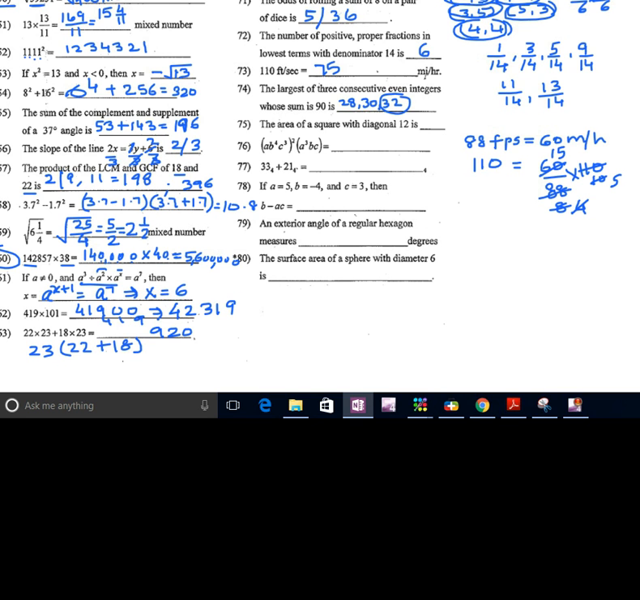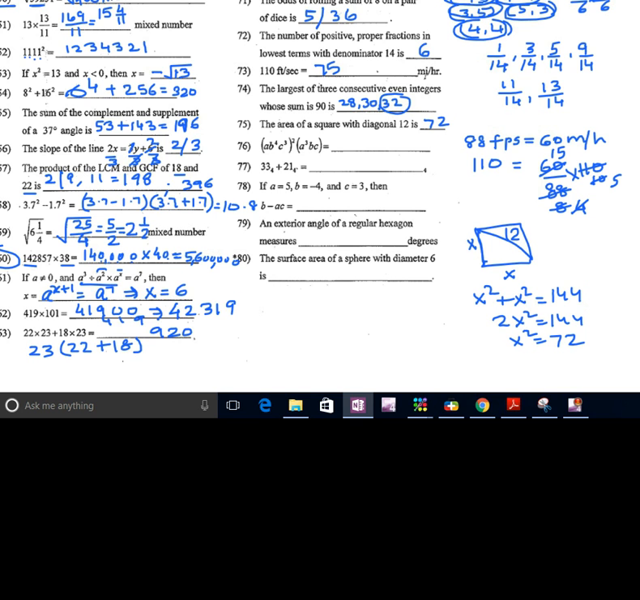The area of the square with diagonal 12. So imagine a square with the diagonal equal to 12. And they're asking what's the area of this square, right? So that means essentially x square plus x square is equal to 12 square, which is 144. So 2x square is equal to 144. That means x square is equal to 72. But the area of this square is x times x, which is x squared. So the answer in this case will be 72.